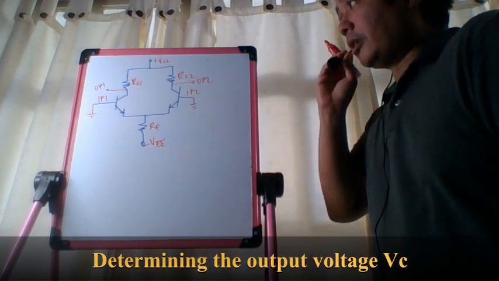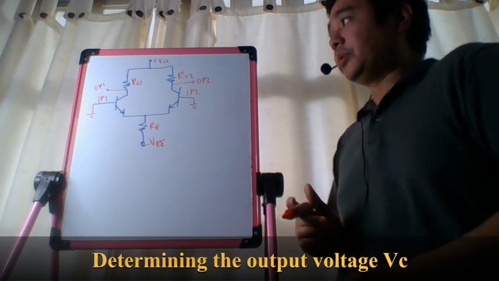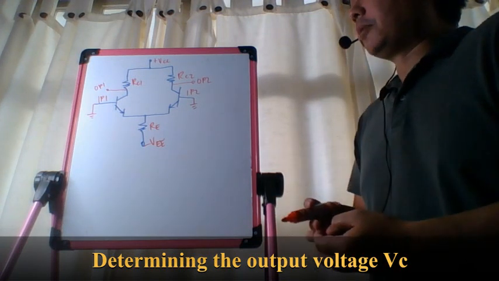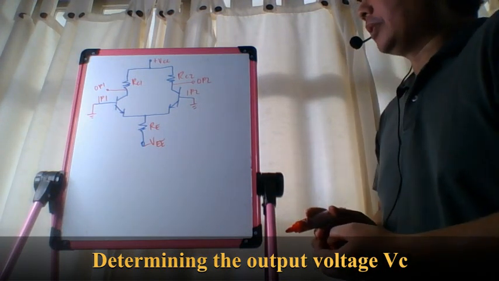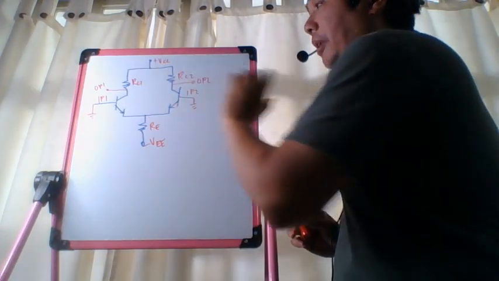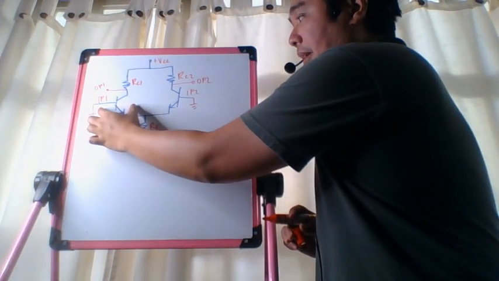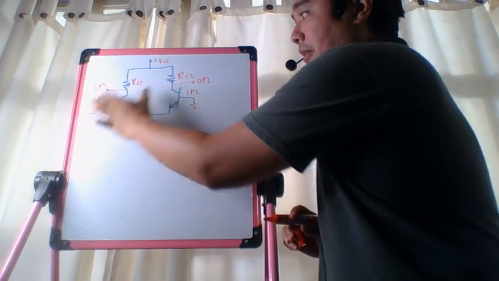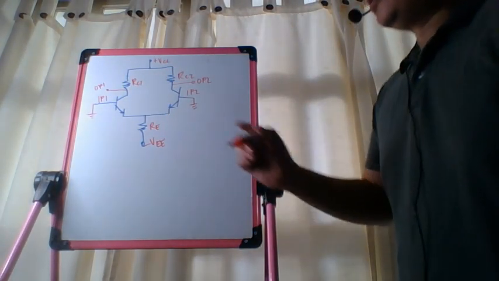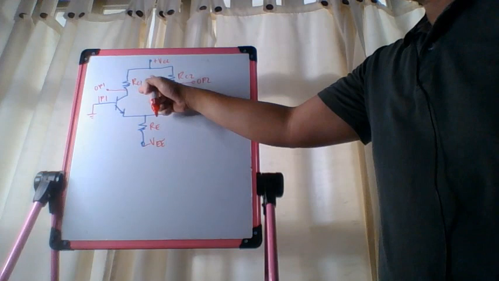Now let us determine the equation for the output voltage taken from our collector terminal. Pwede tayo mag-focus sa isang part lang. No? So it's either on the left side or on the right side. So let's choose the left side. So the output here is taken from the collector.